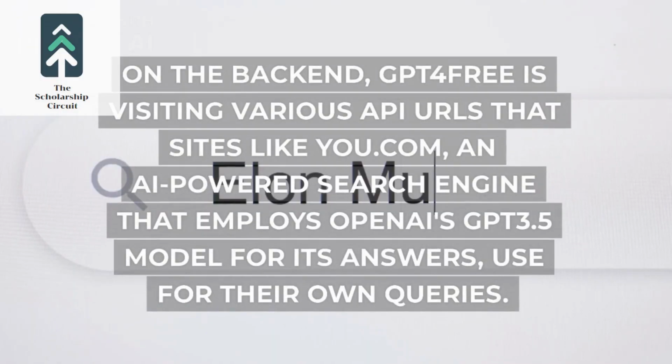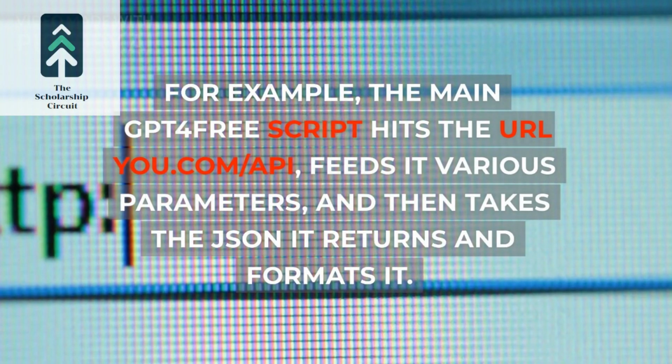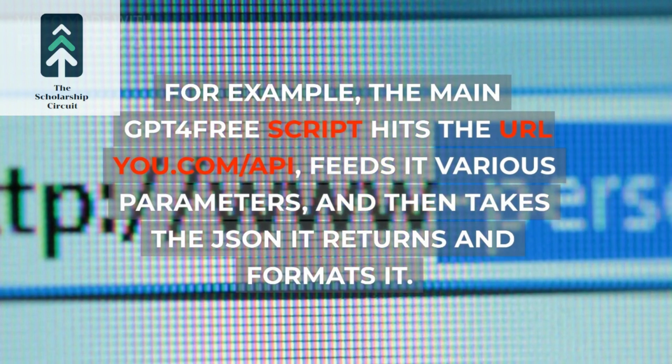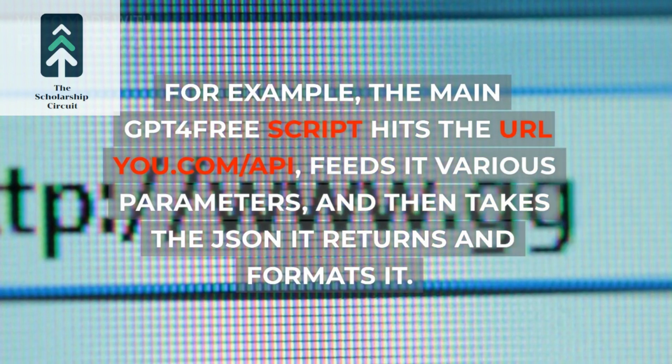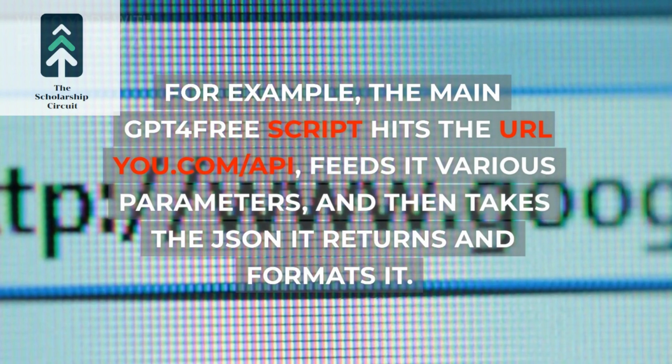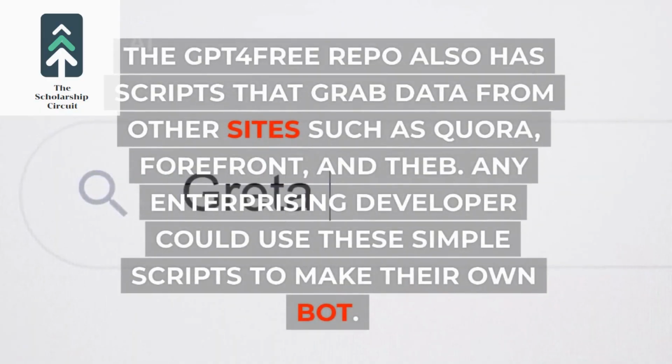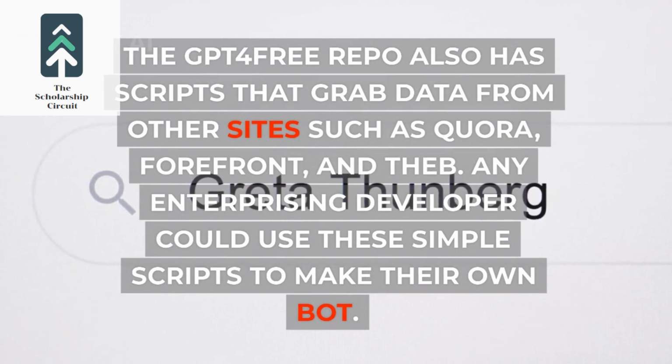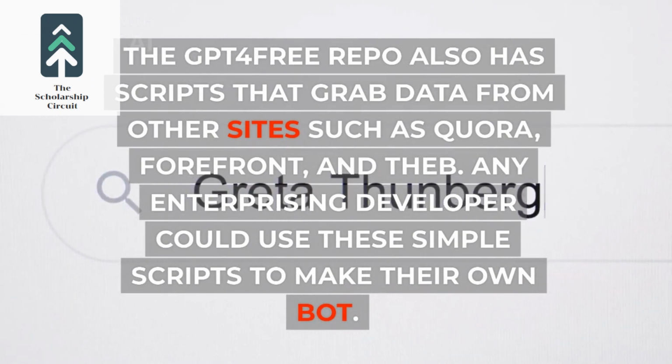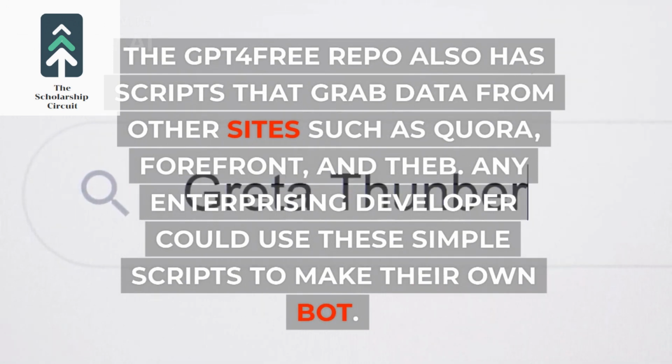On the back end, GPT-4 Free is visiting various API URLs that sites like You.com, an AI-powered search engine that employs OpenAI's GPT3.5 model for its answers, use for their own queries. For example, the main GPT-4 Free script hits the URL you.com/api, feeds it various parameters, and then takes the JSON it returns and formats it. The GPT-4 Free repo also has scripts that grab data from other sites such as Quora, Forefront, and TheB.ai. Any enterprising developer could use these simple scripts to make their own bot.